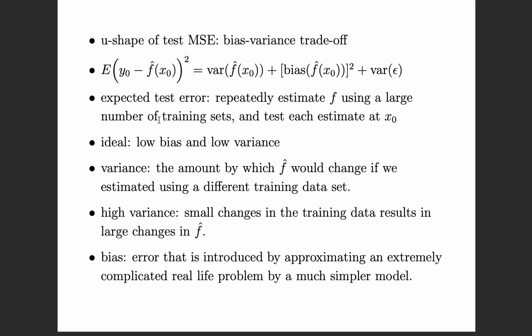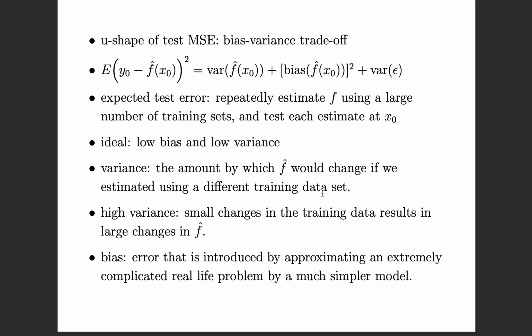Expected test error. Imagine you had a large number of training sets, and you would estimate f hat for each of them. So you would get different f hats. Now the question is, what is the average squared error? This is the expected test error. And ideally, you would like a small bias and a small variance.